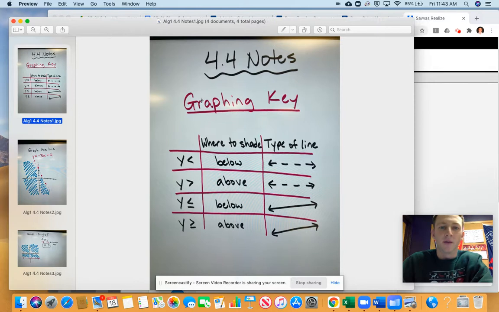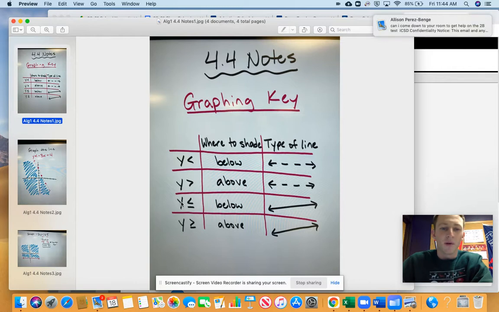So before we get into graphing, we're just going to give you a little helpful cheat sheet, a graphing key. When our gator is facing away from the letter by itself, we would read this as y is less than. We're going to shade below. And since it's less than, it's going to be a dashed line. Now, when the gator is eating the y, we would say y is greater than, and then the rest of the equation. So we're going to shade above it because above is greater than, and it's still a dashed line.